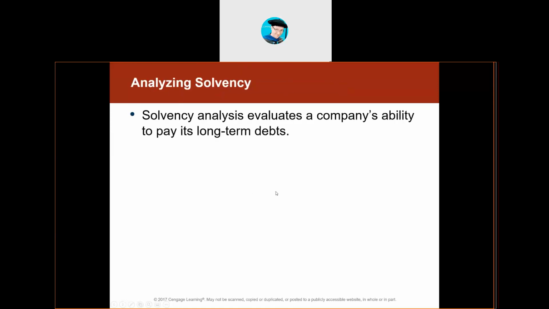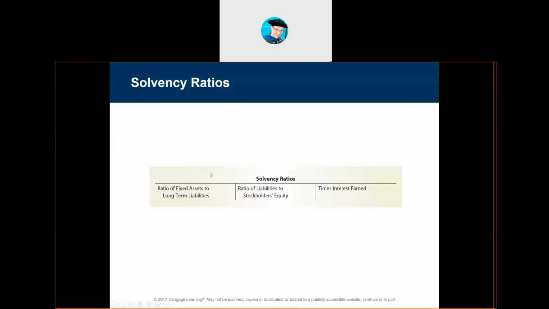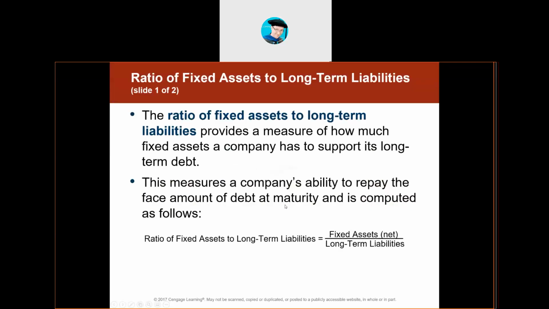That's the idea. What about solvency? Again, solvency is a company's ability to pay its long-term debts. There's a couple of solvency ratios you should know. The ratio of fixed assets to long-term liabilities, the ratio of liabilities to stockholders' equity, and the time interest earned. I think we covered time interest earned in a previous chapter, but it comes up again, right? Once you get the basics of understanding the ratios, what's being divided by what, it becomes second nature. You'll become good at it. You just got to practice.